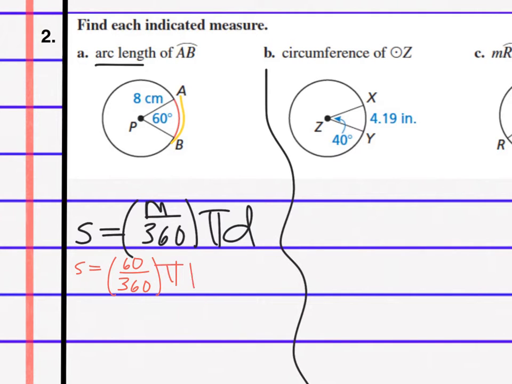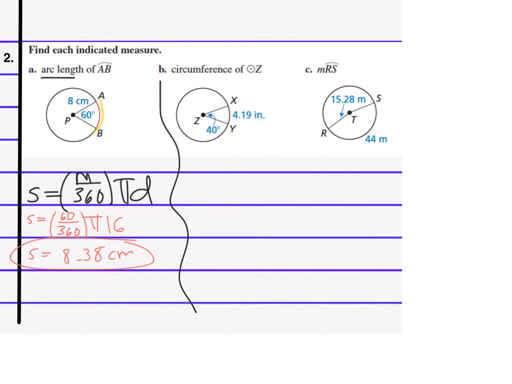Please make sure you use 16, not 8. 8 is the radius. And you can really just plug this whole thing into your calculator at once, and I get 8.38 centimeters. When you type in the fraction, make sure you're using the division key for the fraction. All right, let's move on to part B.